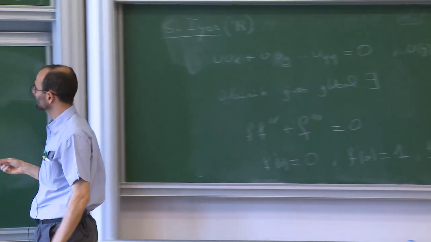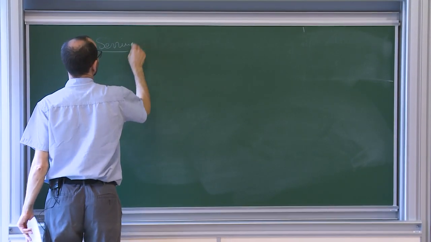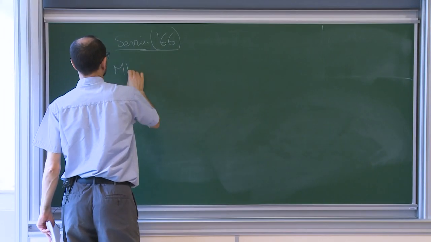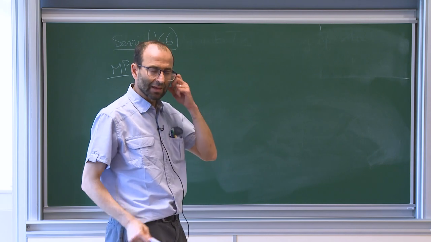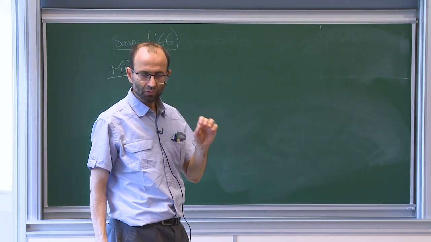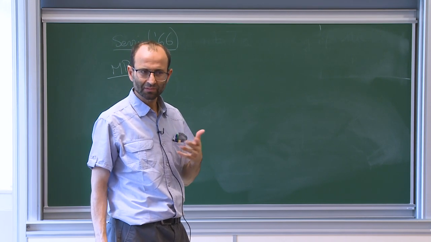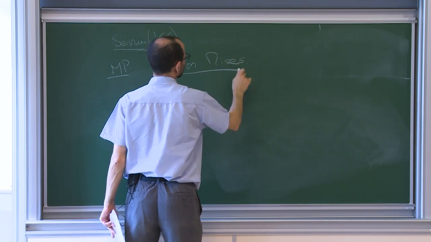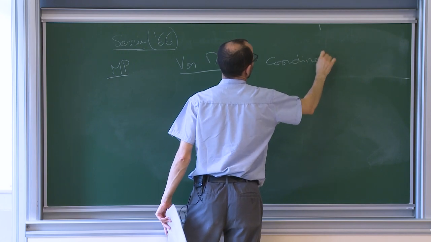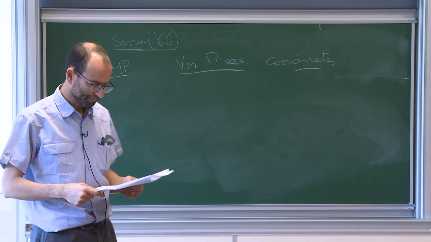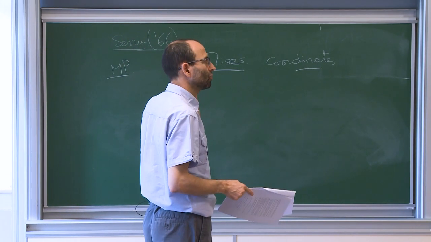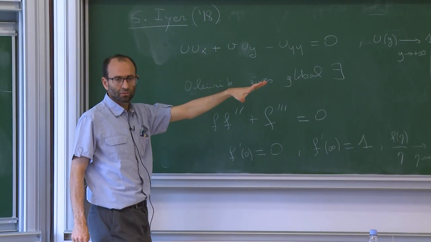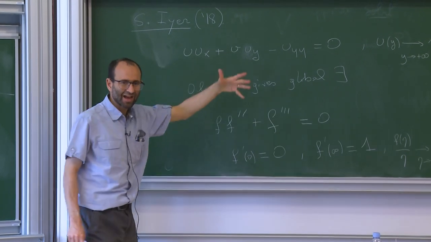Now, there is a result from 66 by Serrin, who proved using maximum principle techniques, but not only the maximum principle, you also need to go to the so-called von Mises coordinates. We mentioned this last time. The von Mises is a change of coordinate. You make this change of coordinate, and then use maximum principle techniques to prove that if you start with initial data which is not the Blasius profile, U will relax to some Blasius profile.